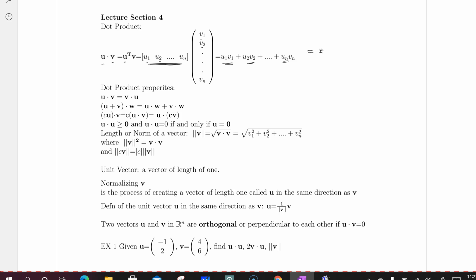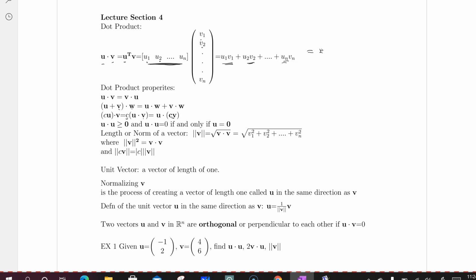If I add two vectors and dot it with w, I can think of that as distributing: u dot w plus v dot w. If I have a constant times a vector and then dotted with v, I can take that constant on the outside and then do the dot product, because that's a number. Or I can move that constant to the v and then do the dot product, because you can move numbers around in multiplication.